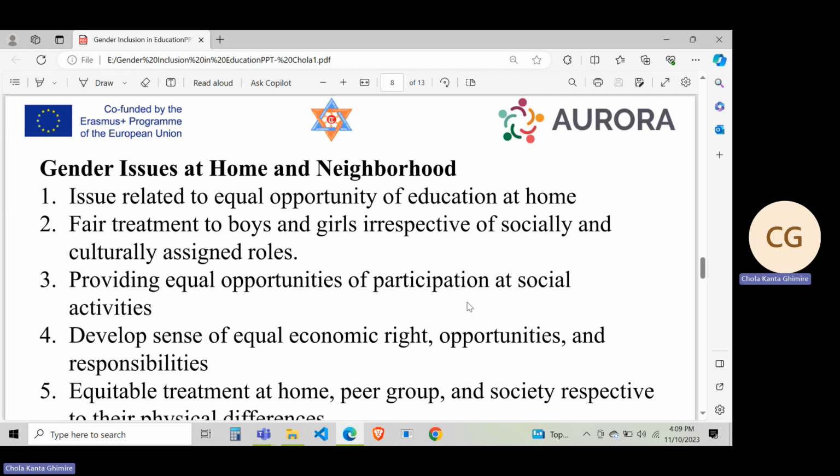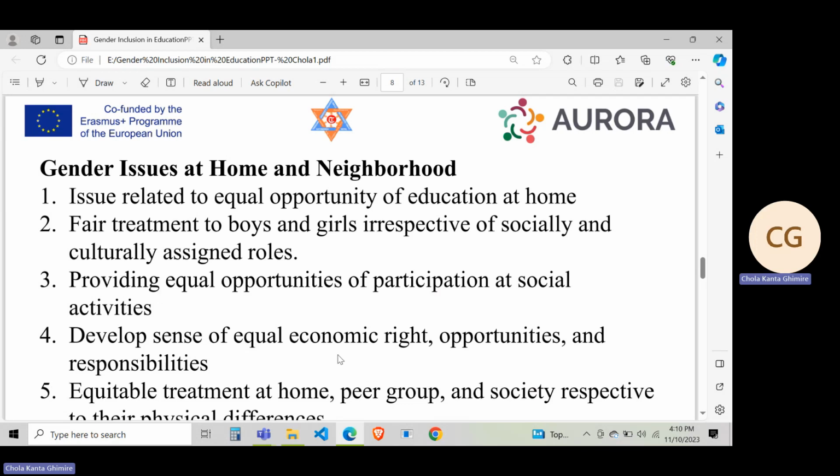Similarly, providing equal opportunity of participation in school activities. During off time, children will be at home, but they do not invest equally in homework or other activities related to education. Therefore, another issue is opportunities of participation at school or at home.